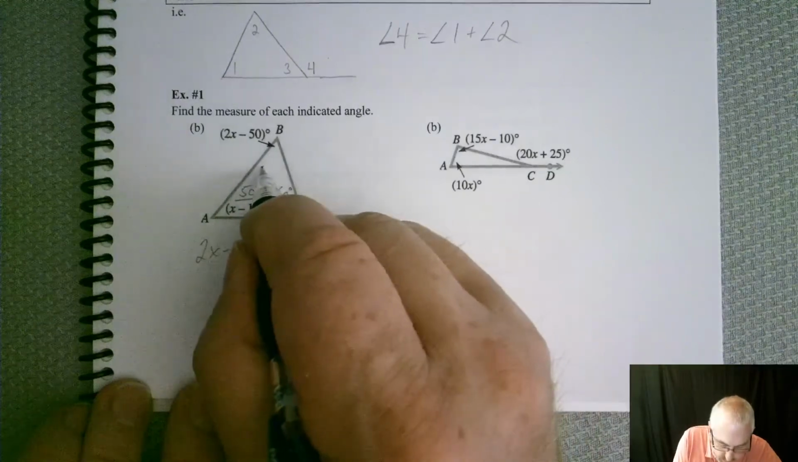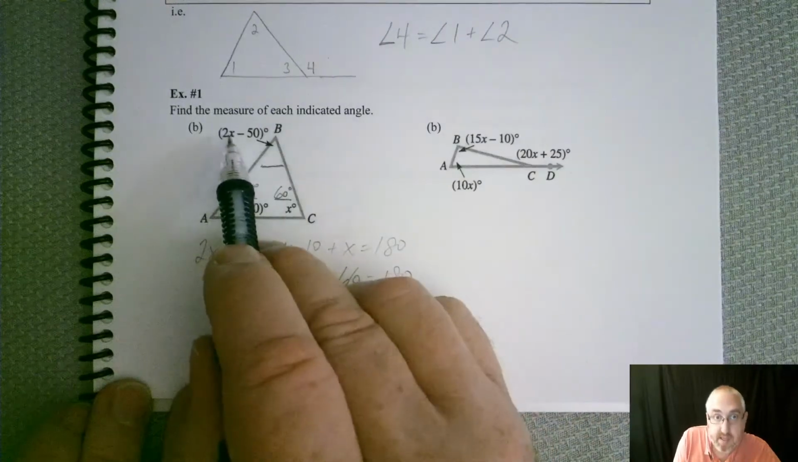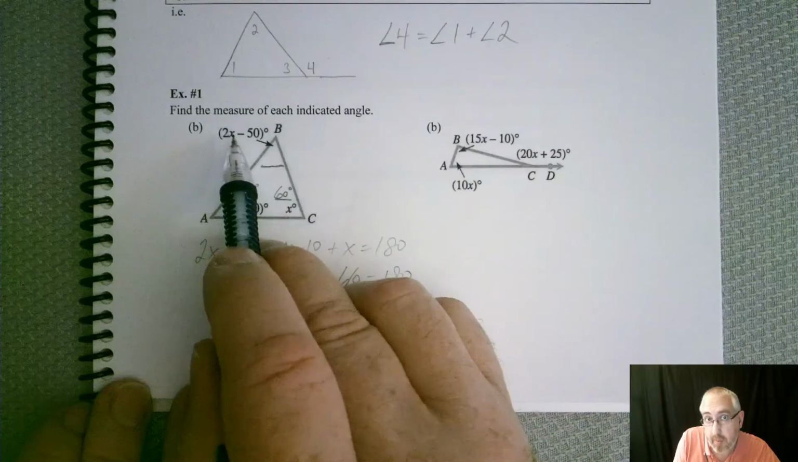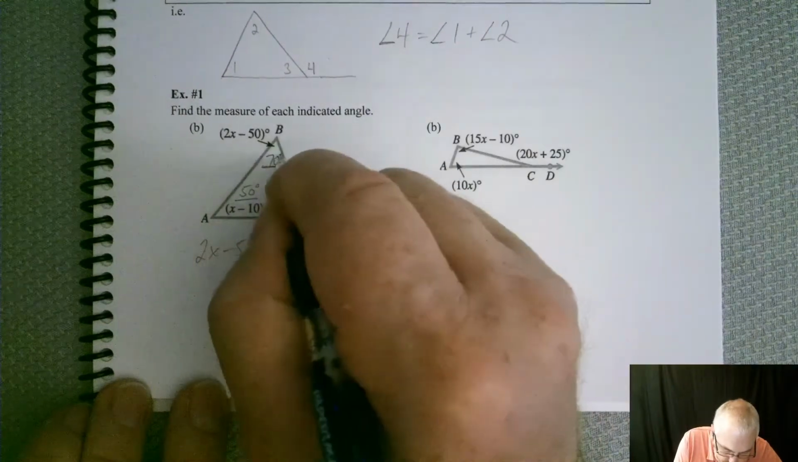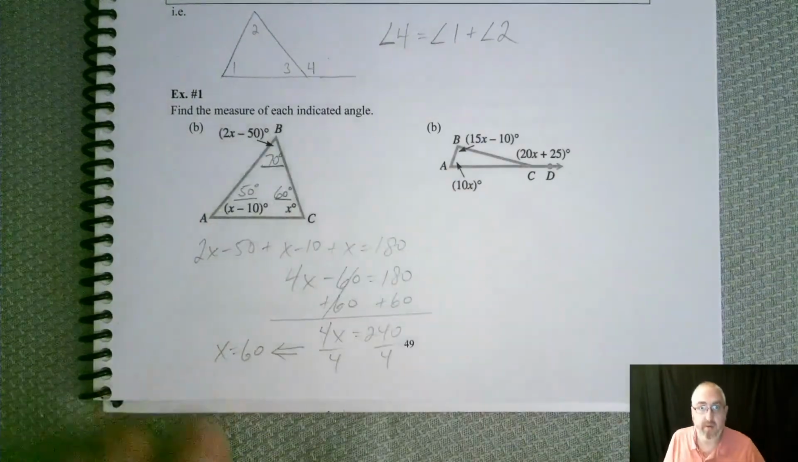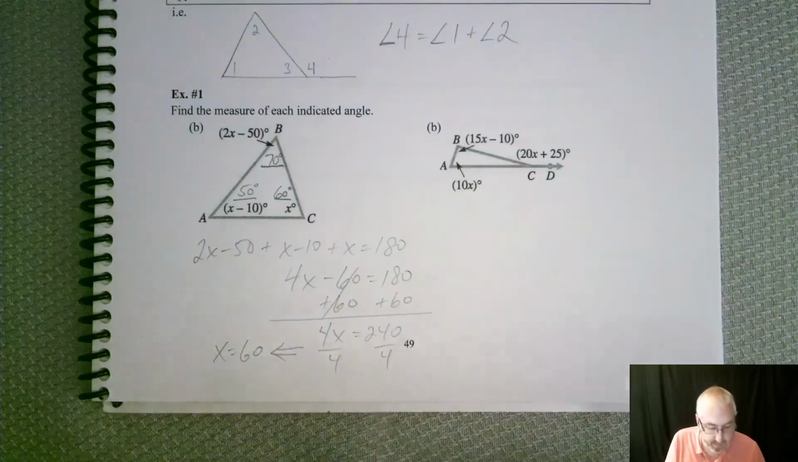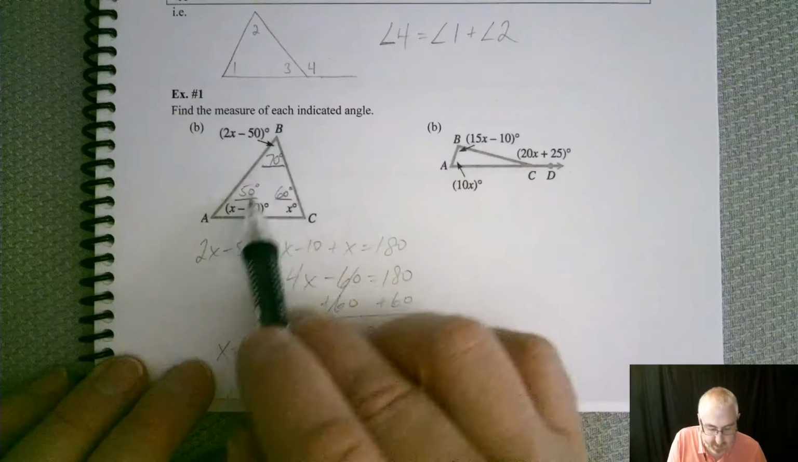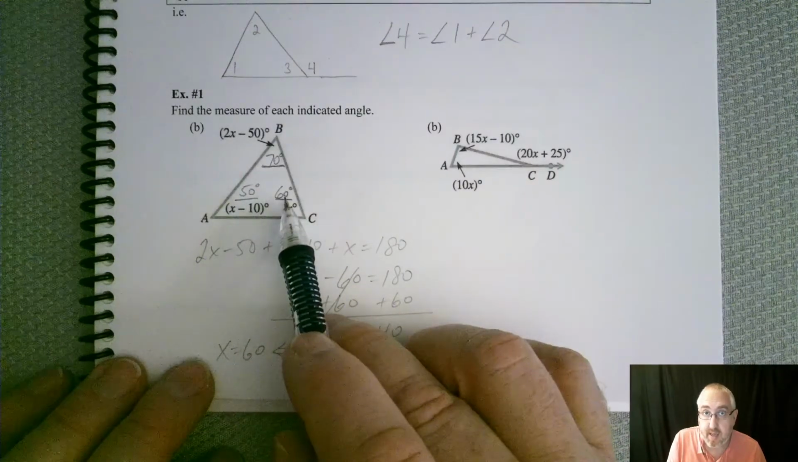So what's that one going to be? 2 times 60 is 120. 120 minus 50 better be 70. So 70 degrees for that one. And if you're not sure if you did it right, just add them up. So we have 70 and 50 is 120. 120 plus 60 is 180.